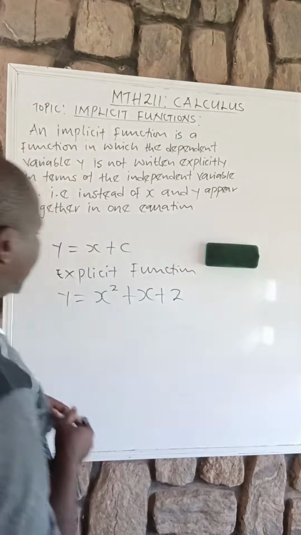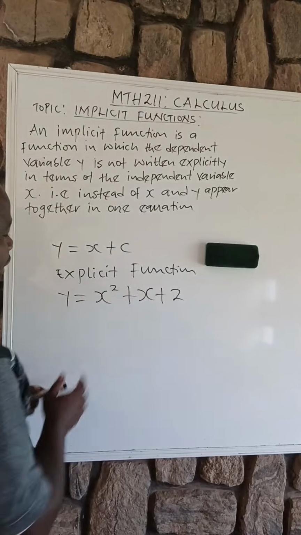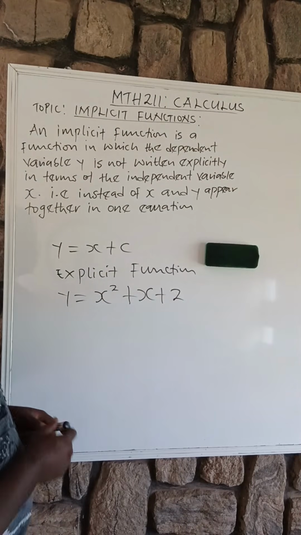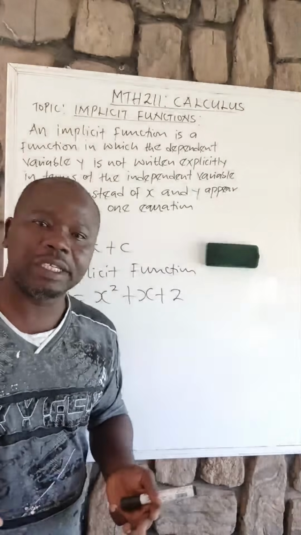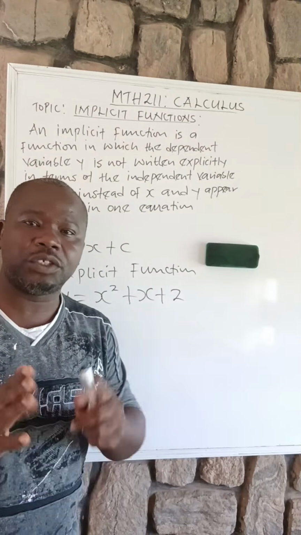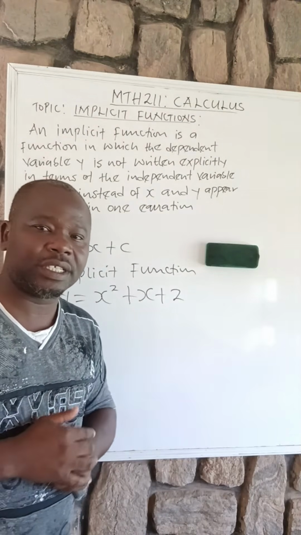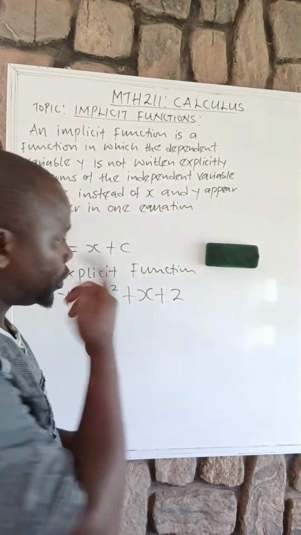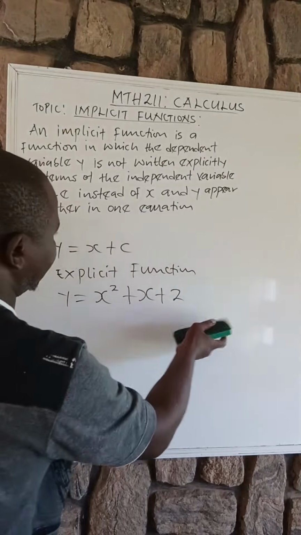Okay. So, this is an explicit function. But today we are not looking at explicit function. I've taught you in class how to differentiate explicit function. Today we'll be looking at implicit functions.